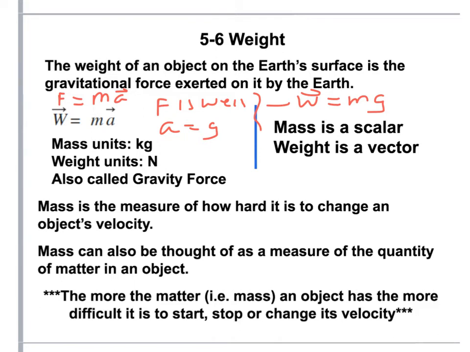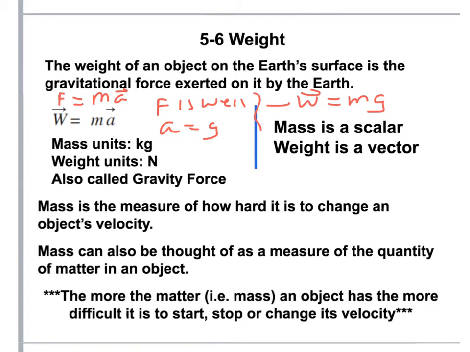So mass is a measure of how hard it is to change an object's velocity. Remember that velocity is a vector that has a magnitude and a direction. So if mass is a measure of how hard it is to change the speed, you're still changing the velocity. Mass is also a measure of how hard it is to change the direction. So you're still changing the velocity. And then, of course, mass is a measure of how hard it is to change the magnitude and the direction. So if you change one, you change the other, or you change velocity.